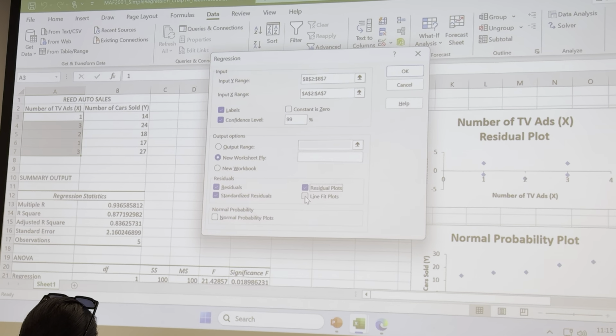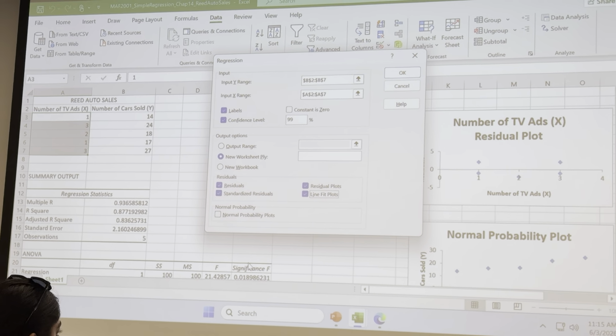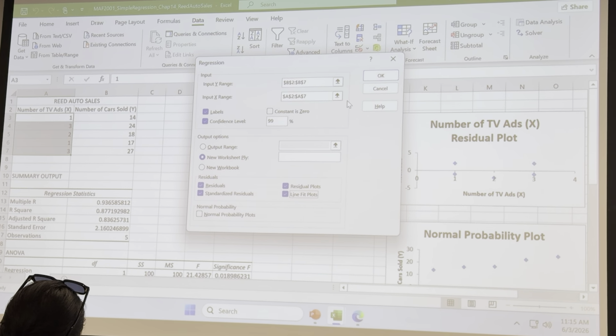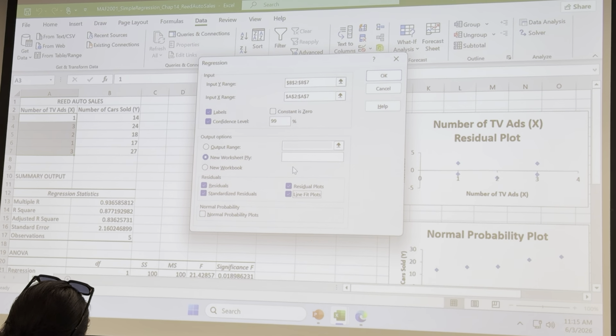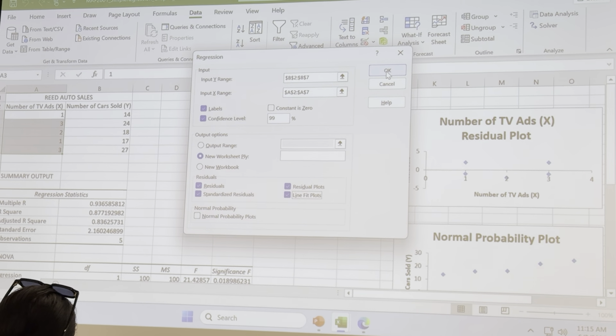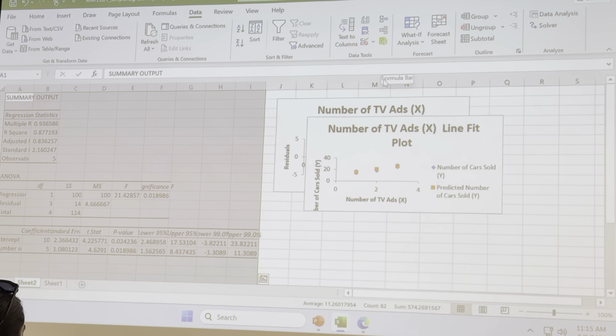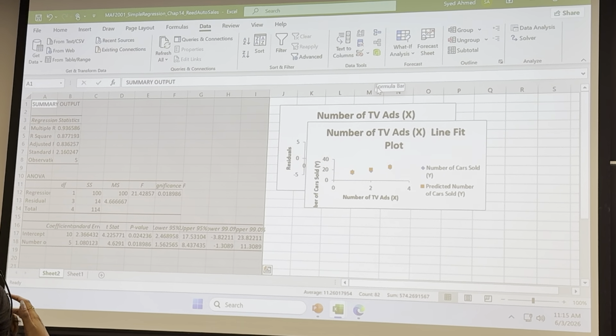And here is the line fit plot. So your data is there and you're fitting a line. Now in our case the data is only 5 points, so it is not that exciting. But if there is a lot of data, then you can see the benefit of the line fit plot. We can also have a normal probability plot. You can have all kinds of things, but it will just become a lot more cumbersome. So I'm just going to run it now. See the magic? You have the output.